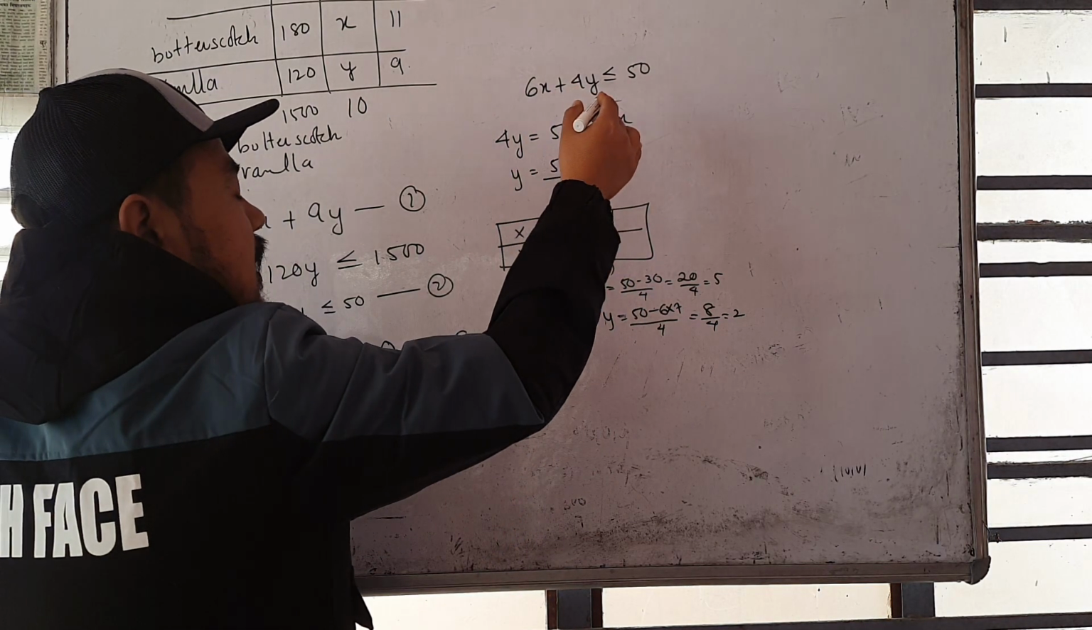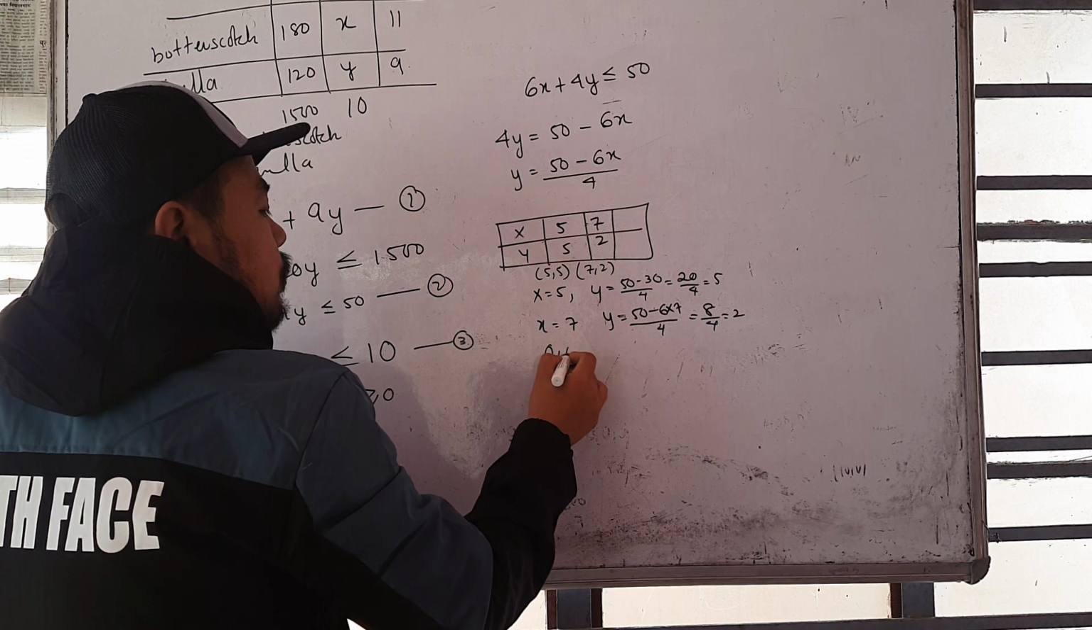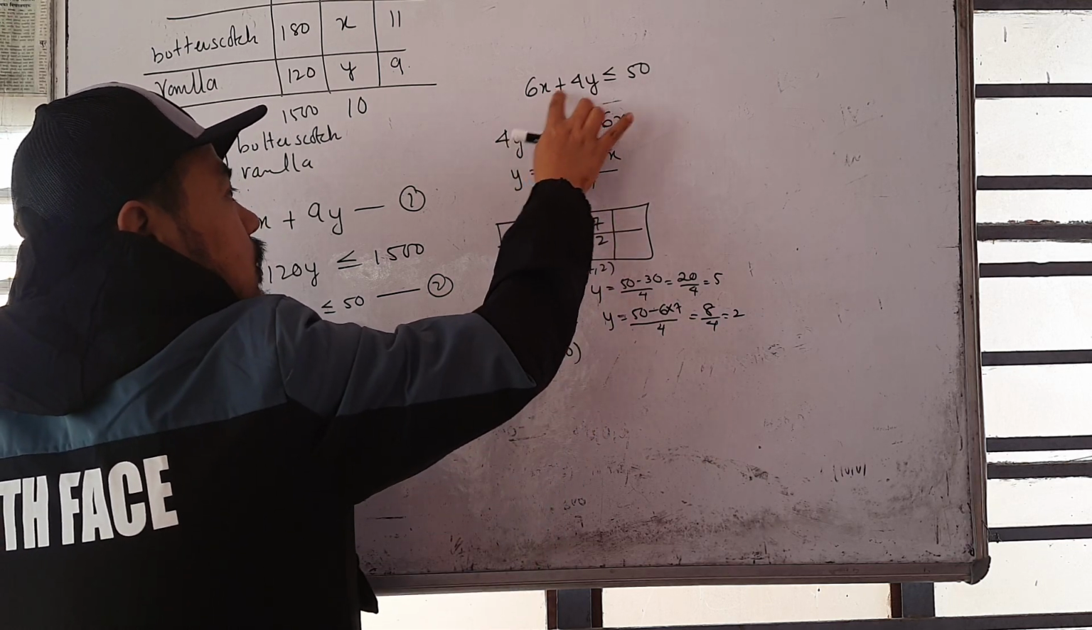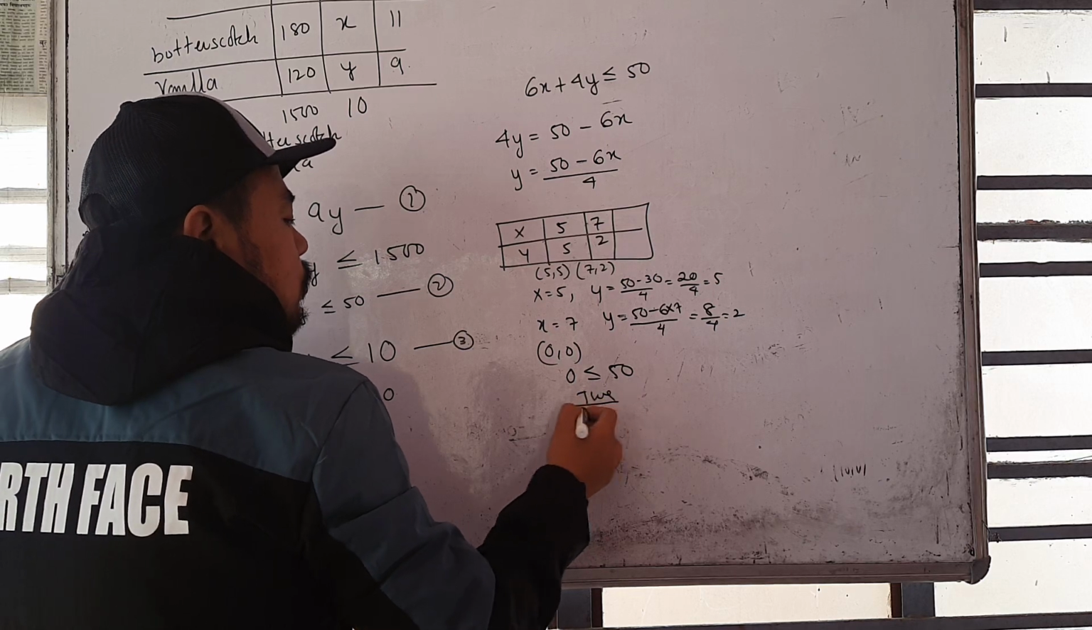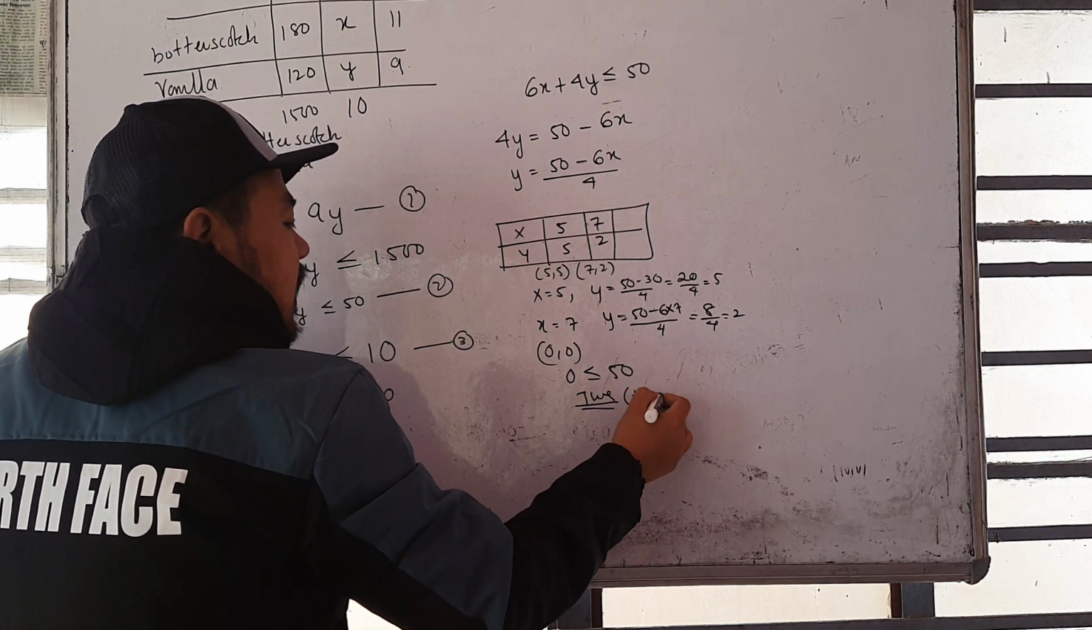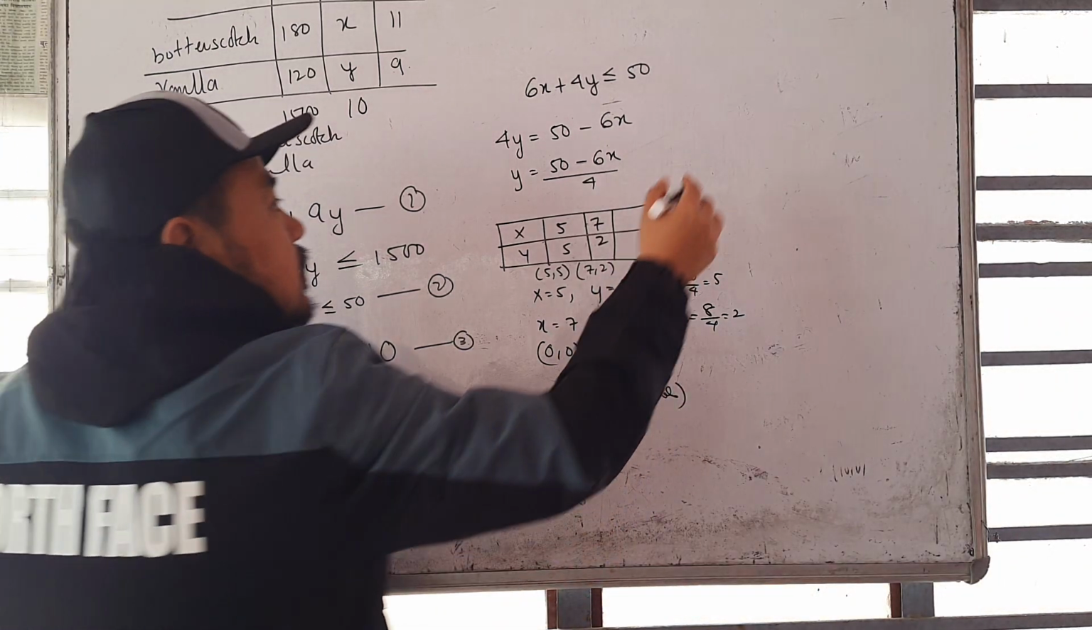Next up, where does the answer lie? Inside or outside? I told you to put (0, 0) out here. 6 zeros are 0, so you're getting 0 is less than or equal to 50. Is it true or false? True. That means the answer will be inside towards the origin. Is it clear?